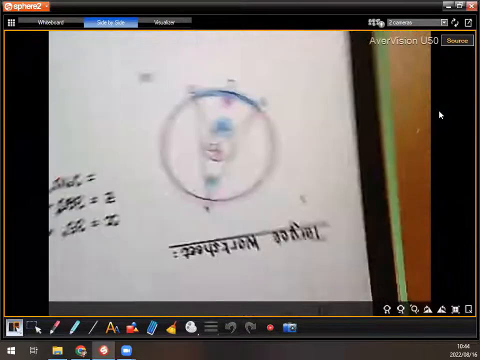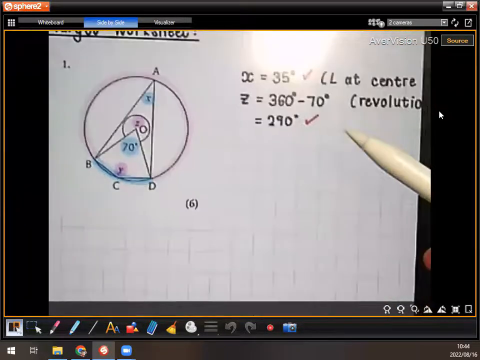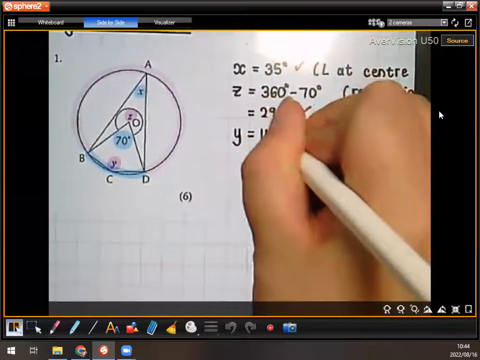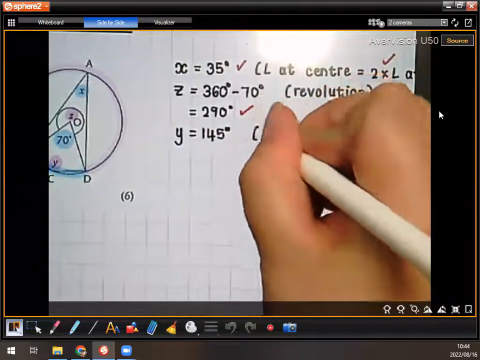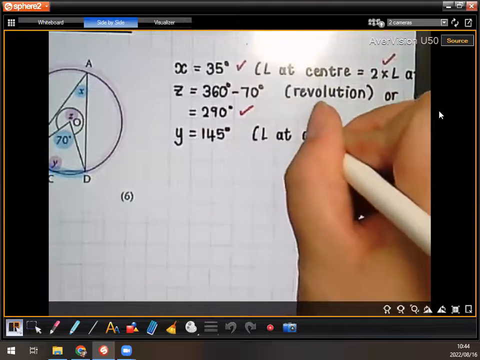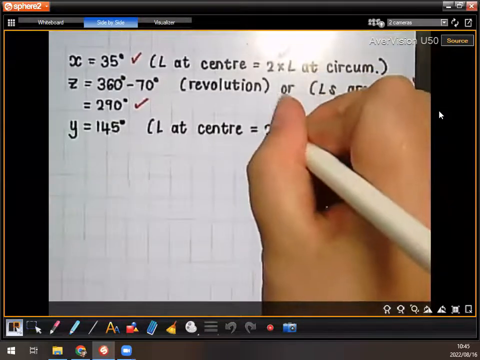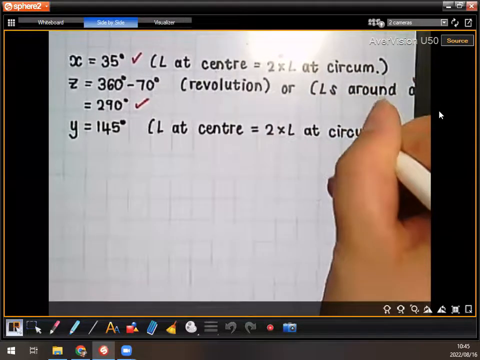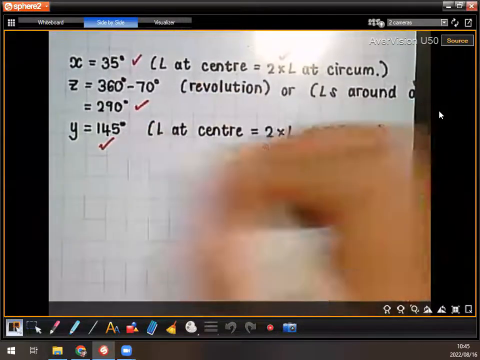Okay, which is what? 145. Okay, so we're going to say Y is equal to 145 degrees, and then your reason again is going to be angle at center equals 2 times angle at circumference. Again, that would be worth 2 more marks.